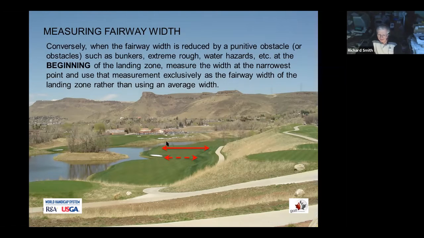So this part of the fairway isn't really accessible. Now you might say, well, yeah, it can maybe roll down a little bit. Sure, but as a general rule, if an obstacle like this is at the beginning of the landing zone, we would take that width. Whereas on the previous one, if it's at the end, that's fine. We'll average it out because it's only at the very end of the landing zone that is in play.